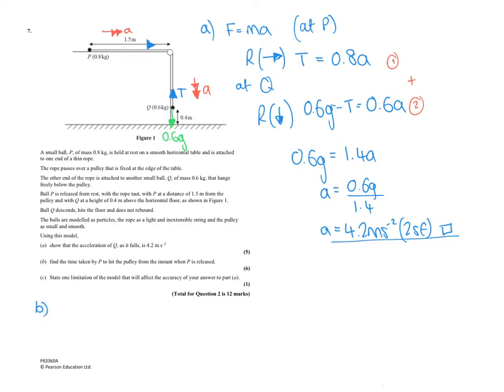We then want to know the time taken by P to hit the pulley. And there's two parts to this. One is the initial acceleration, i.e. when Q's moving down, or Q's accelerating down, P's accelerating across. And then Q's going to hit this base here, and then P's going to keep moving at a constant speed.